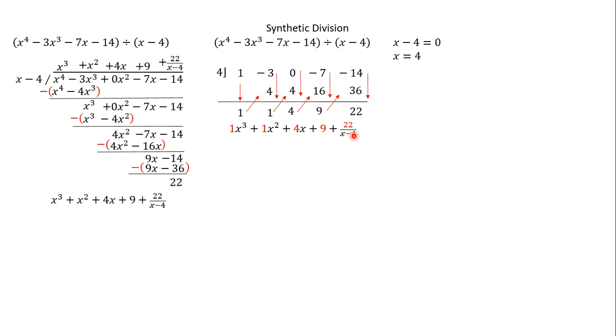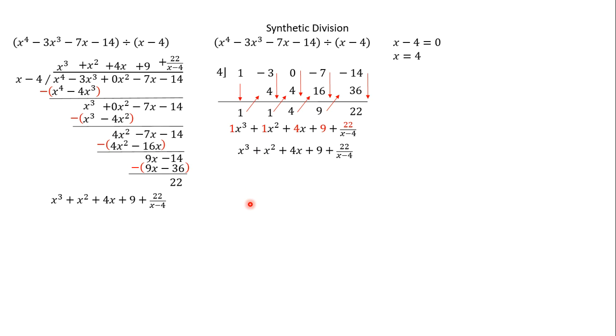From here, I would just simplify. We don't need the ones, and so just x cubed plus x squared plus 4x plus 9 plus 22 over x minus 4. So notice, each way we got the same thing. This one will always take exactly 3 lines. This one, the bigger the problem, the longer it's going to take.